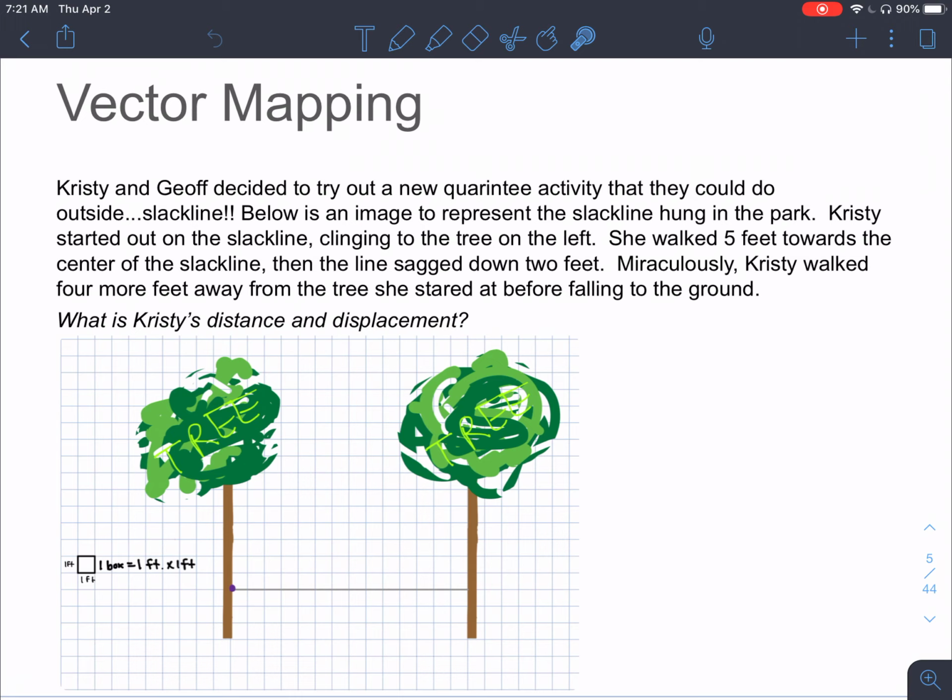Okay. And for the part where she is walking 5 feet toward the center of the slackline, in reality, that would be sagging downward. Just have her go, or me, go directly left at that point, or sorry, directly right at that point, and then do the 2 feet down. Go ahead and pause the video.